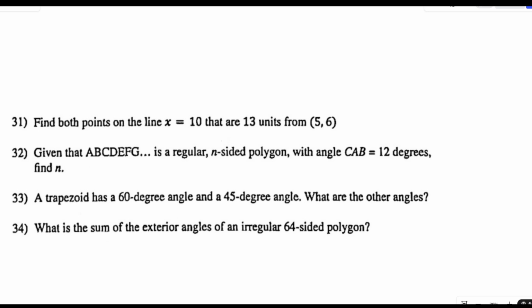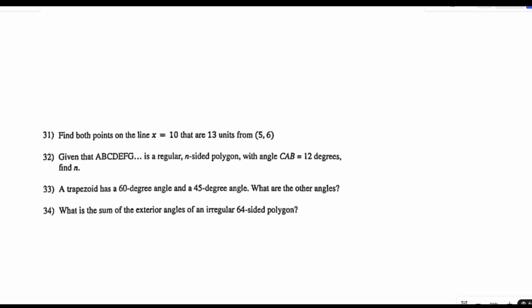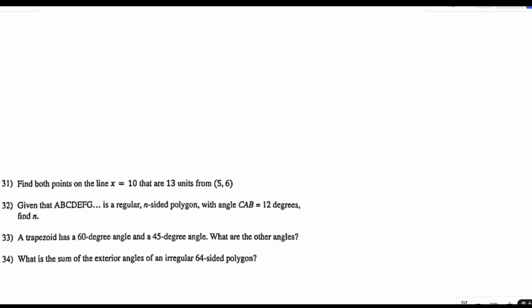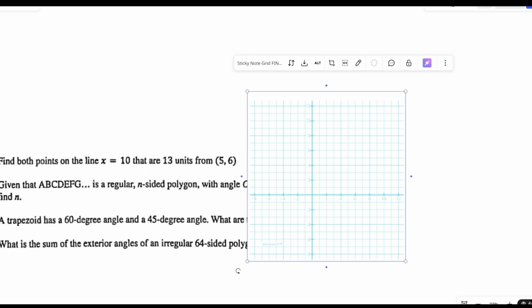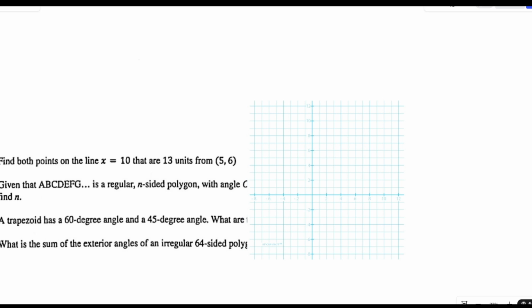31, this was definitely on your homework. Yeah, this could definitely be a test question. Find both points on the line x equals 10 that are 13 units away from 5, 6. You don't need real graph paper. You could just hand draw this thing, but x equals 10, it's like that. But maybe it is good to bring some graph paper with you to test day. 13 units away from 5, 6.